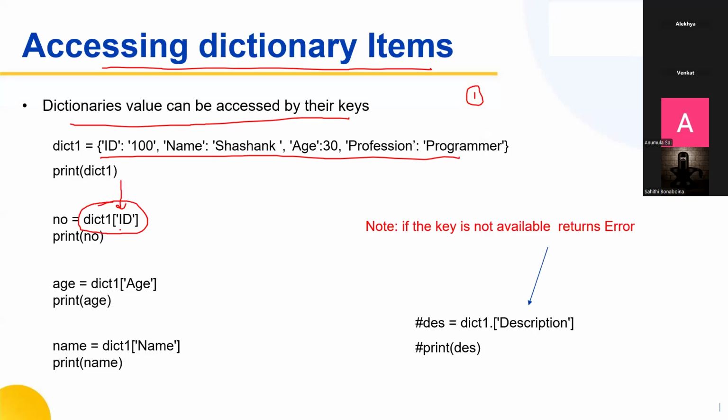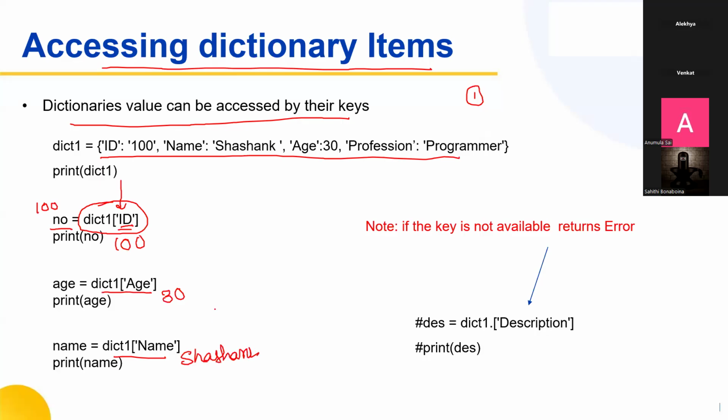The key can be passed in square brackets. Here I am passing ID. The value of the key is 100, so it will print 100. Dictionary one of age is going to print the value 30. Dictionary one of name is going to print Shashank.